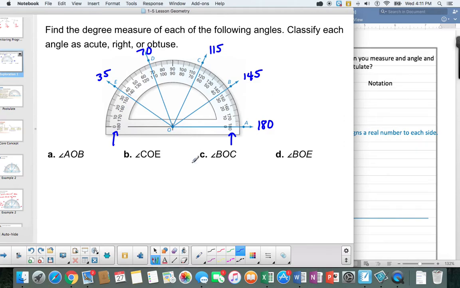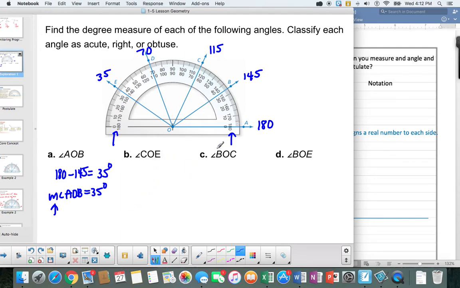Okay, we would like to figure out the measure of angle AOB. So we're going to take these 2 measurements, 180 minus 145, and we are going to get 35. So we say that the measure of angle AOB is equal to 35 degrees. Now, notice that I'm using the little m. Measure means that we're talking about a number that's associated with how wide that angle is spreading out.